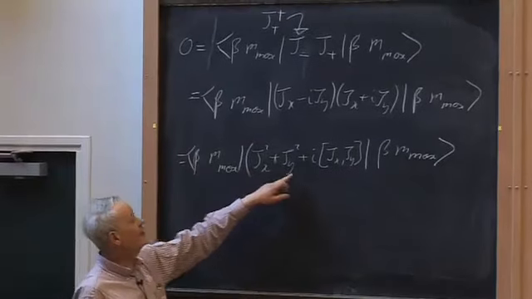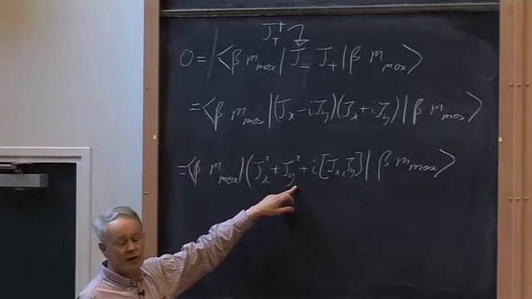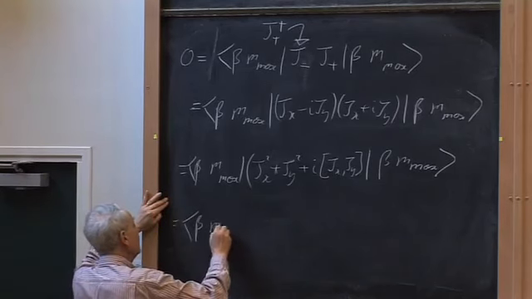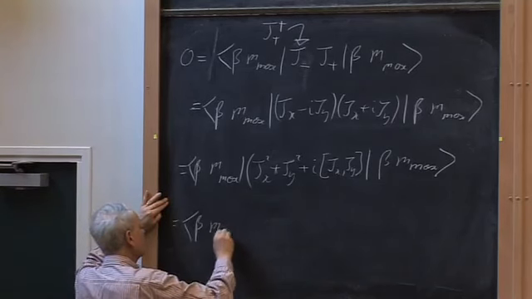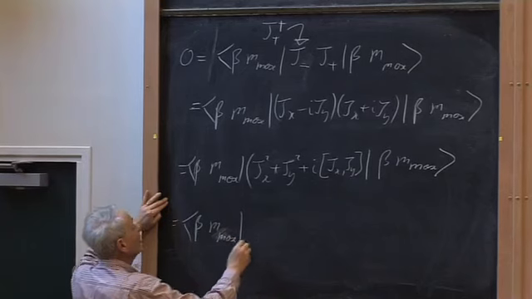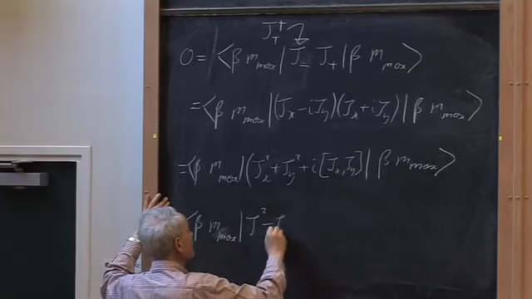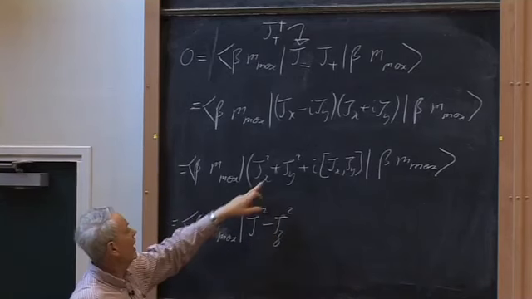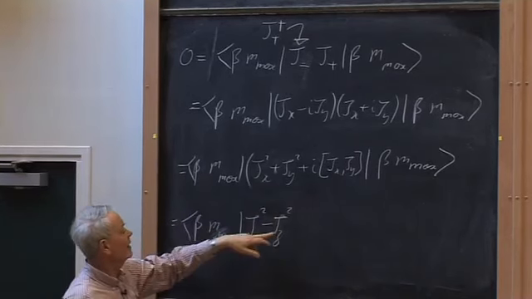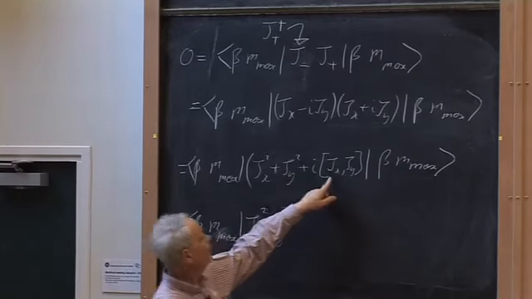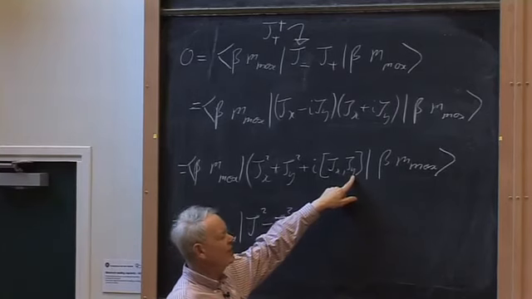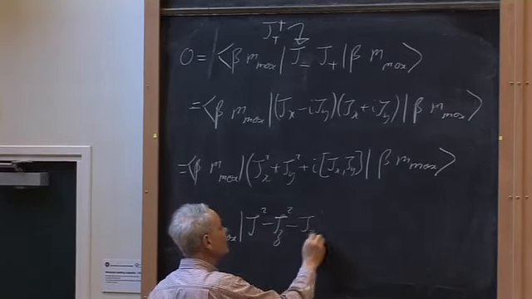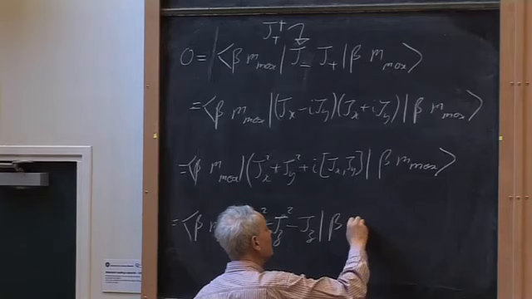Well, when we've got this much of J squared, we might as well have the whole of J squared. So we write this as beta M max, J squared minus Jz squared, right? So we add a Jz squared and take it away again. And this, of course, is I Jz. So along with that I, we get minus Jz, beta M max.